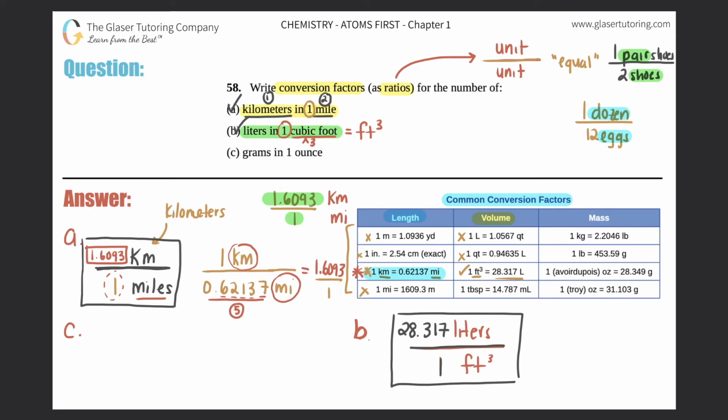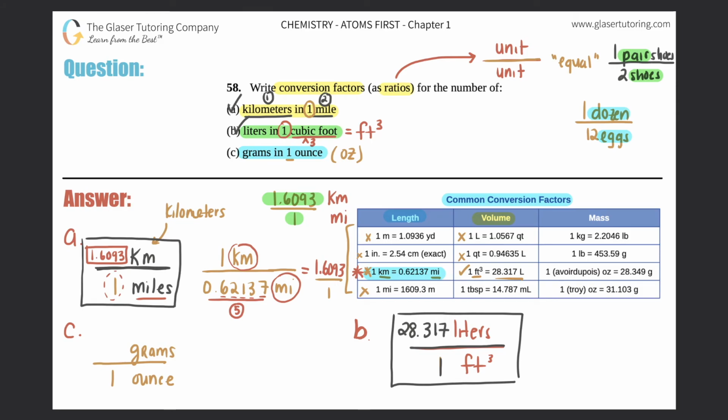Check that off. Last but not least, grams in 1 ounce. Okay, so just like before, let's set it up. Something's got to be in the numerator, something's got to be in the denominator. Grams is said first, so grams goes here. And ounce goes here, O-U-N-C-E. Now just know that ounce is shortened by OZ. Now they're telling me that I need 1 ounce, so the 1 goes down here with the 1 ounce.